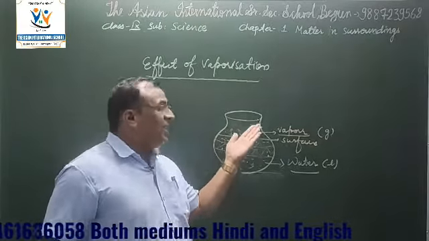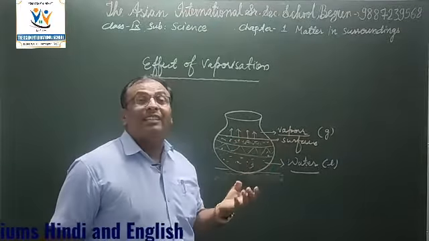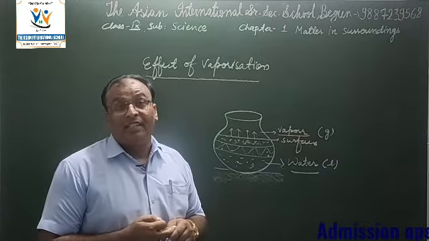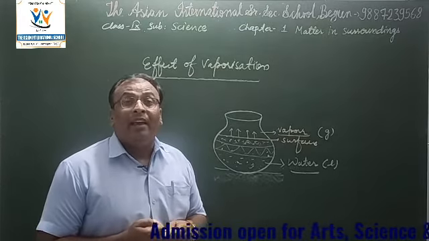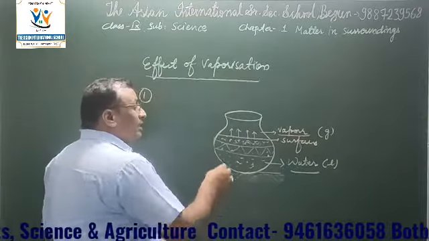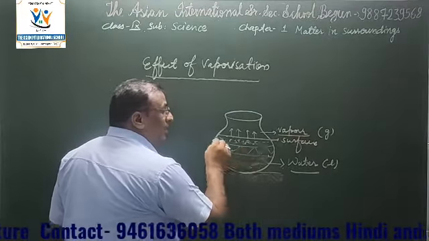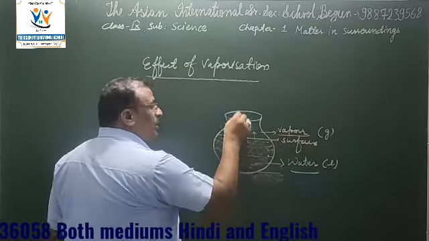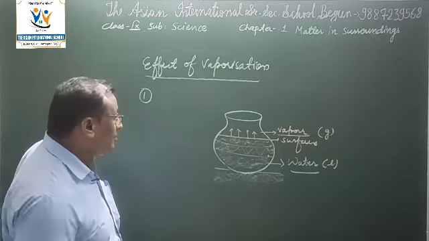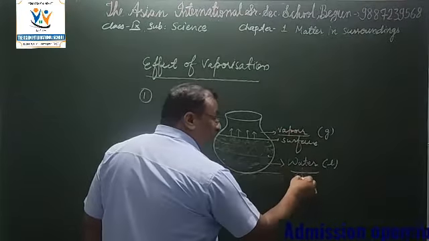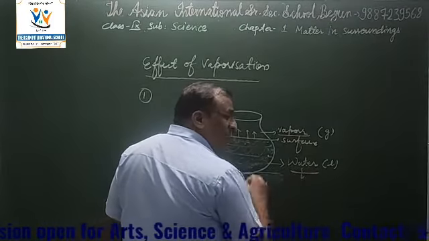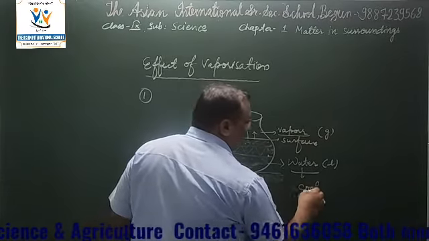When these particles change into vapor state, they take energy, and that energy is taken from the water present inside the earthen pot. Means the water present in it holds the energy, so that energy is taken by these particles. In this case, the energy of this water becomes less, means the temperature of this water becomes less and it becomes cool.